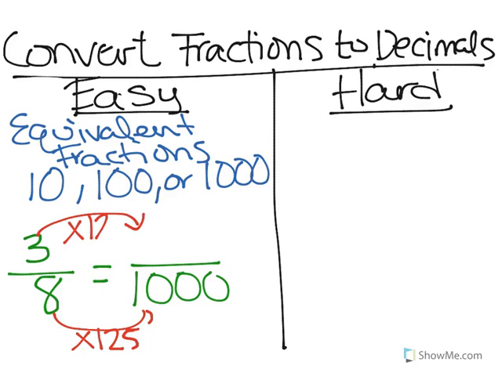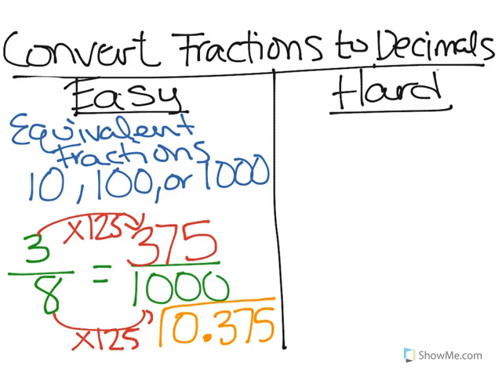So 3 times 125 gives me 375. So in this case, my decimal is going to be 0 and 375 thousandths. Okay, and that is the easy way, is just make it equivalent fractions.